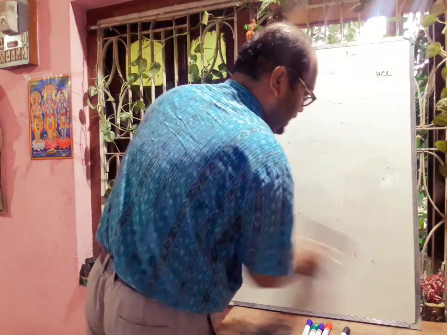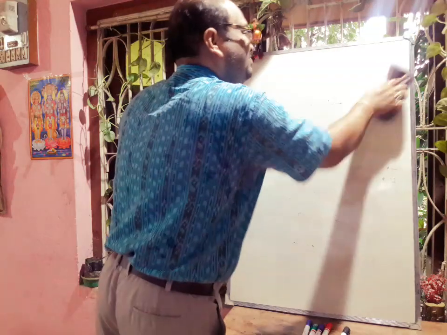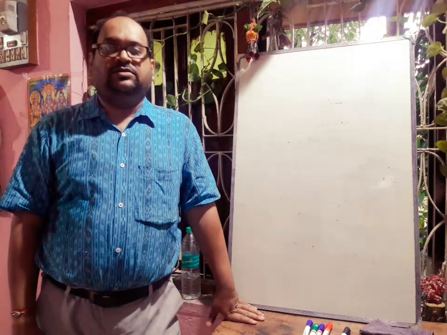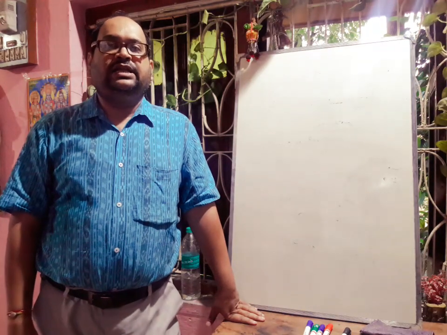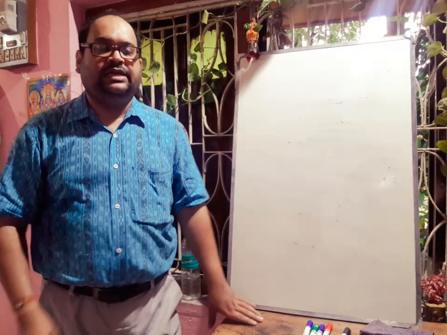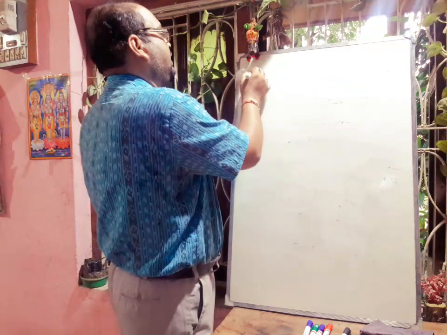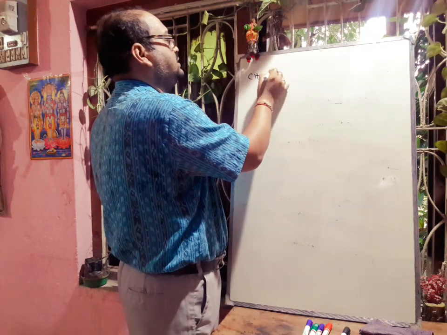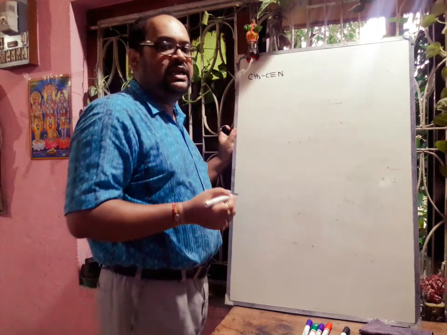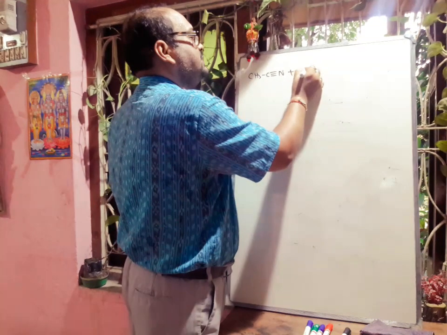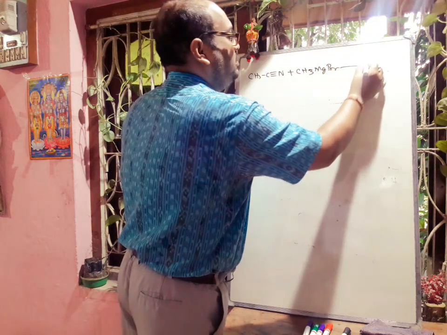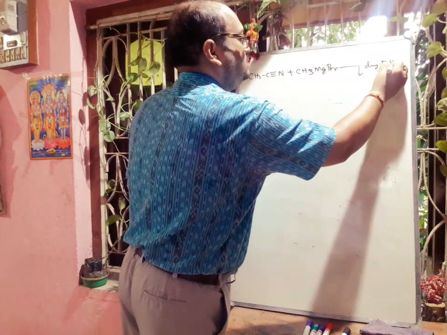Next we will discuss another method for preparation of ketone. Nitriles react with Grignard reagent to form an addition compound which on hydrolysis yields a ketone. So we are taking CH3CN, acetonitrile. To this acetonitrile we have to add a Grignard reagent. We are taking methyl magnesium bromide, and we have to use dry ether as solvent.